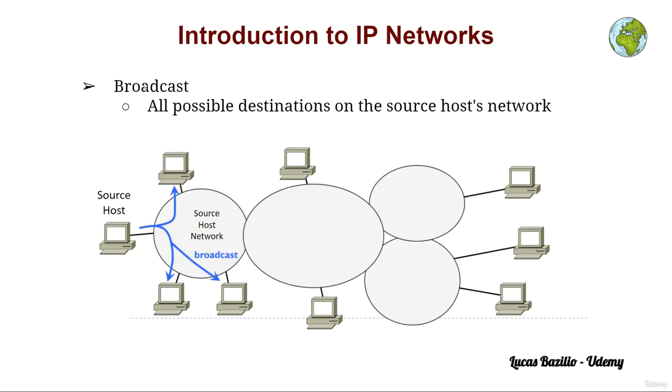Let's now see the example of the broadcast datagram. In this case, we have all possible destinations inside the source host network. If we send the broadcast datagram from this source host, which is inside this network, the datagram is going to arrive at this PC because it is connected to the same network, then this other PC, connected to the same network, and finally this PC. So 3 PCs, 3 destinations. Very important: a broadcast datagram cannot travel through other networks, only the same network the source host is transmitting on.